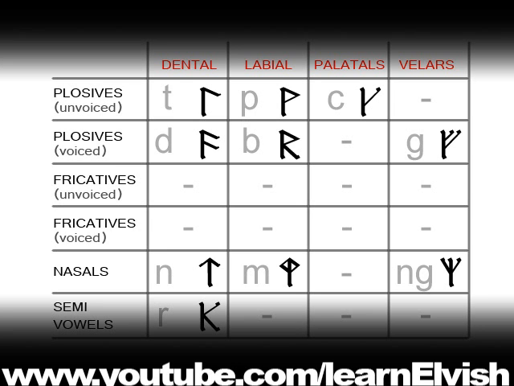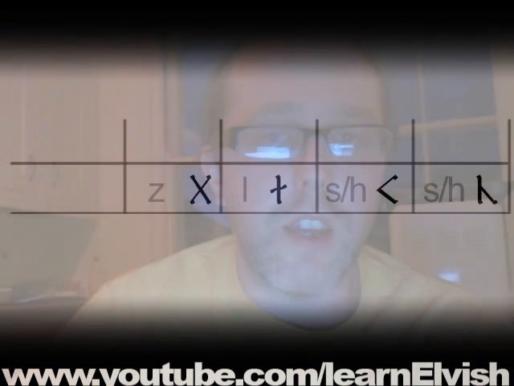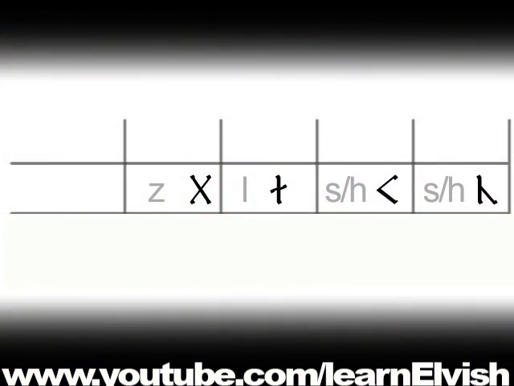Now, much like the Tengwa, there are phonemes which don't find their place in this table, and therefore they're written separately. In this alphabet, we have the Z, and the L, arguably a semivowel, if you prefer, and the S and H.